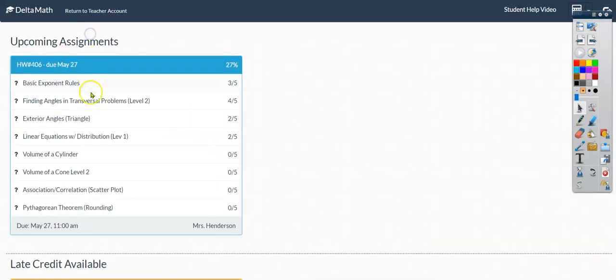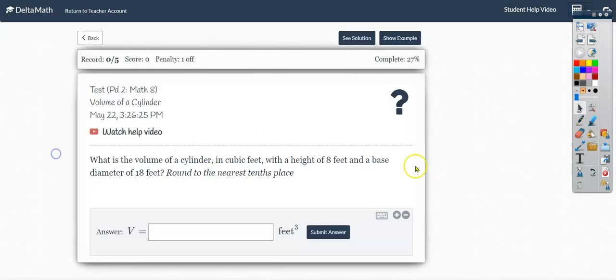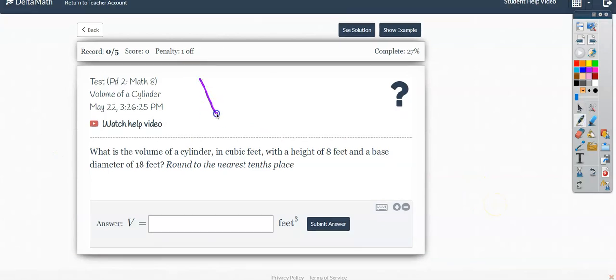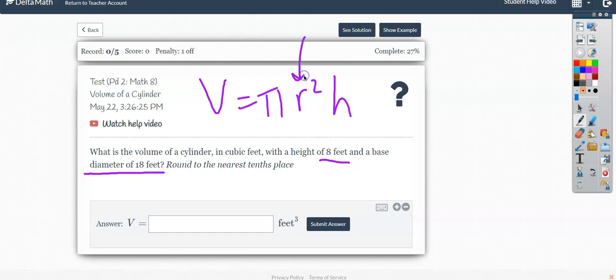So I'm going to go to the next topic here. Volume of a cylinder. Volume of a cylinder is pi r squared h. What is the volume in cubic feet with a height of 8 and a diameter of 18? Remember, this wants a radius, not a diameter. So if the diameter is 18, the radius is 9.